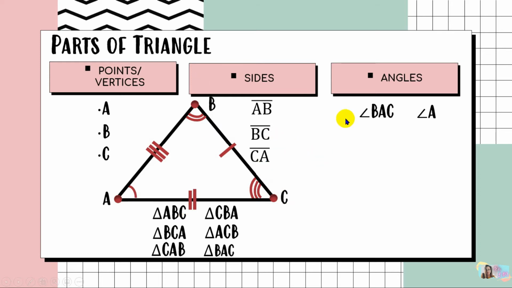For the angles, we have angle BAC or angle A. We have angle ABC or angle B. And then we have angle ACB or angle C. So, which one is angle BAC? This one. Angle ABC is this one. And angle ACB is this one. So, these are the parts of a triangle. It is important that we are clear on what these parts are and how to name our triangle, because we will need it in our next objective.